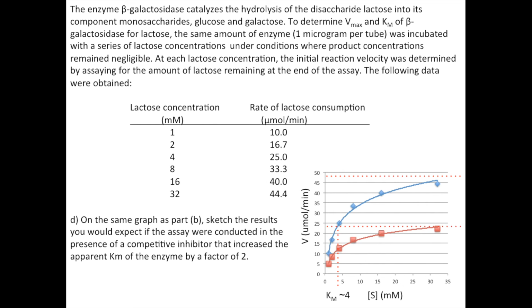Here, we're told that we increase the apparent Km of the enzyme by a factor of 2. That means that instead of hitting 1/2 Vmax at 4 millimolar, we'll instead hit 1/2 Vmax at around 8 millimolar. Vmax is going to be the same as it was for the uninhibited reaction, although we'll have to go to a higher substrate concentration to reach it. We also need to cross through this point of Vmax over 2 and a Km of 8. This produces a curve that would look something like this.